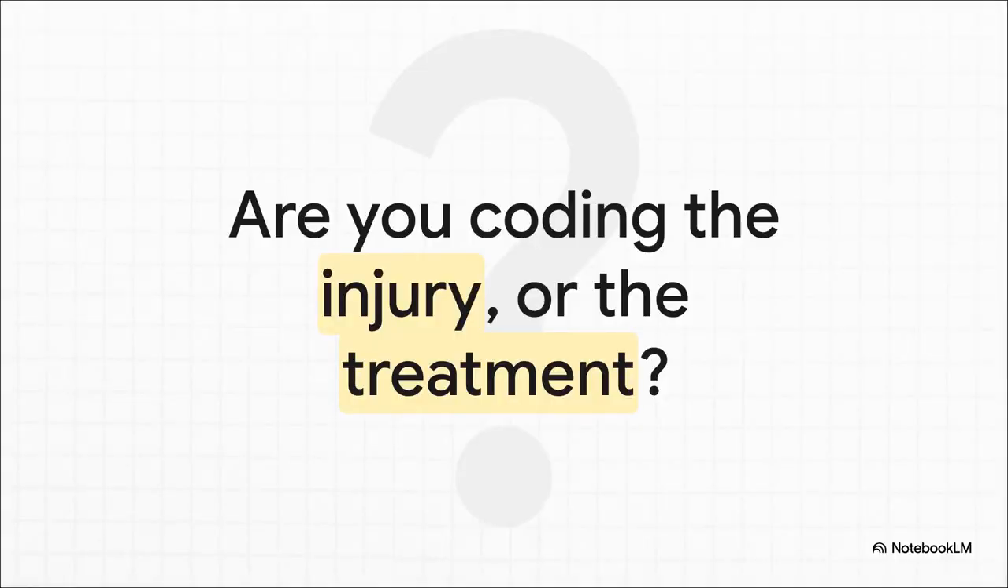As we wrap up this explainer, I want to leave you with one final provocative question. Every time you open that book, ask yourself, are you coding the injury or are you coding the treatment? Always answer this before you select a CPT code in the musculoskeletal section. Because as we've seen today, whether it's choosing between open and closed fracture care, temporary splinting versus definitive casting, or figuring out tumor margins, the specific treatment method chosen by the surgeon is what dictates the rules.